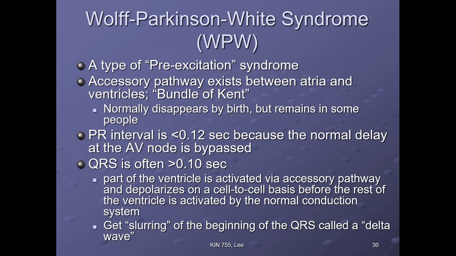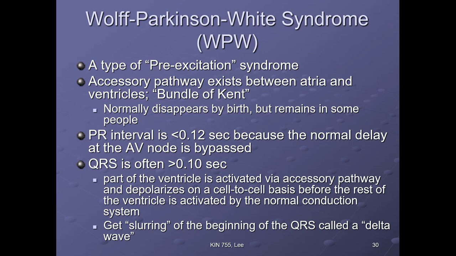So what happens is the ventricles are going to contract earlier than they should, right after the P wave. So thus you're going to get a really, really short PR interval, because this normal delay at the AV node is bypassed. So this bundle of Kent that I was talking about is in everyone's heart, but generally it goes away by birth. But in some people it remains, and that's when it potentially could be a problem.